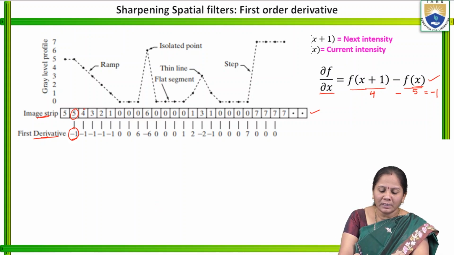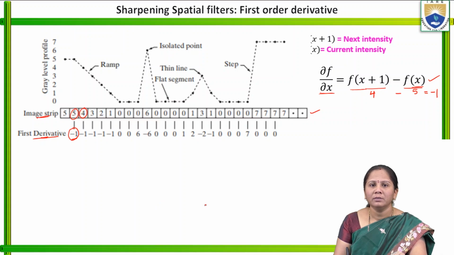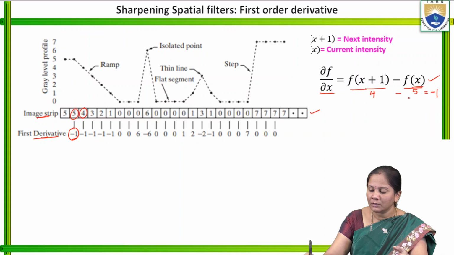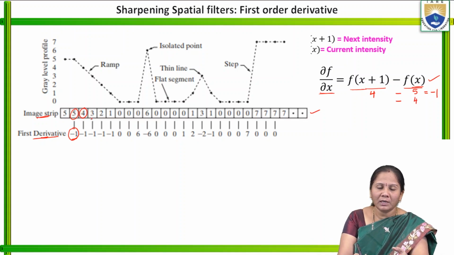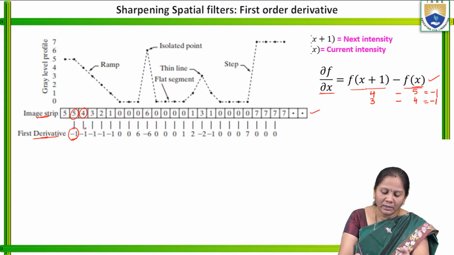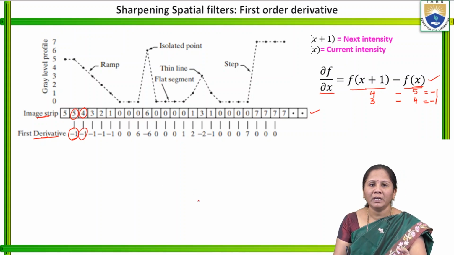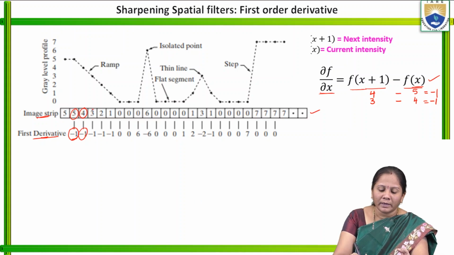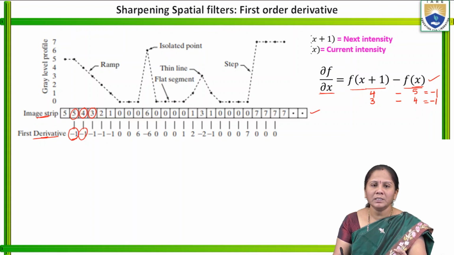And next let us consider here 4 as the current intensity, that is f of x. So 4 is considered as f of x. F of x plus 1 is the next intensity. Here the value is equal to 3. So here if you keep 3, 3 minus 4 is equal to minus 1. That's why here we are again getting minus 1. And let us consider here the next current intensity is 3.